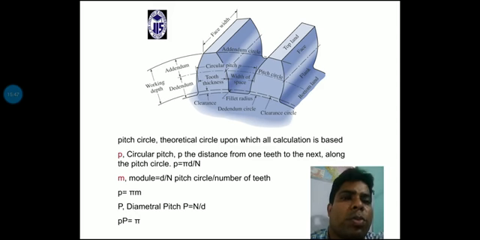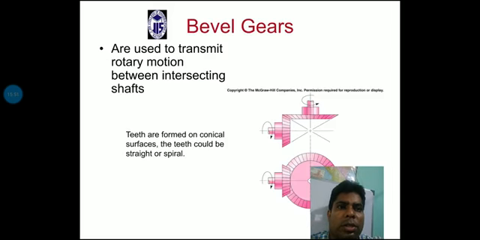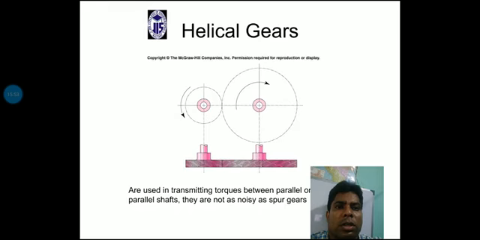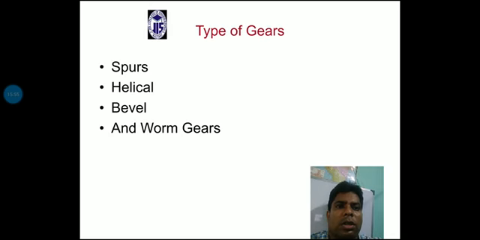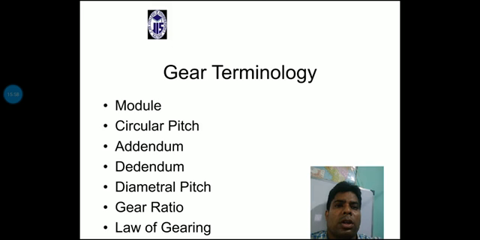Now go back to the main slide. Now next is gear ratio. Gear ratio means we know that there is one driver gear and another driven gear. So driver and driven, that speed ratio is called the gear ratio.